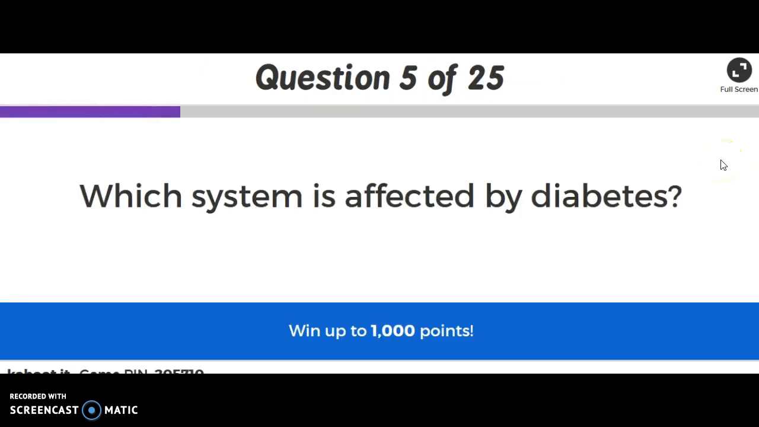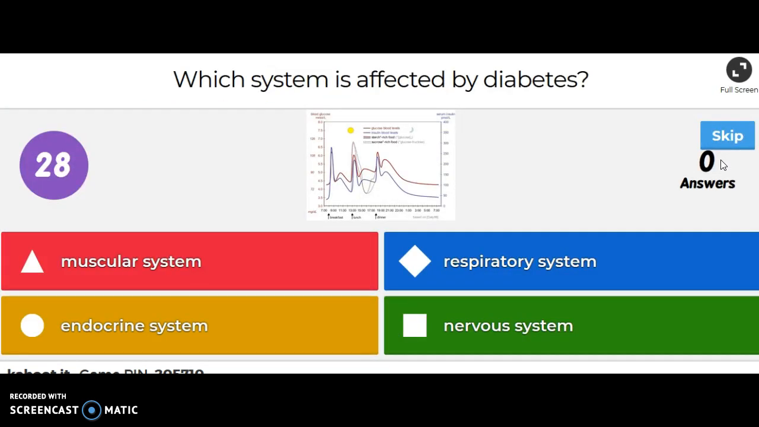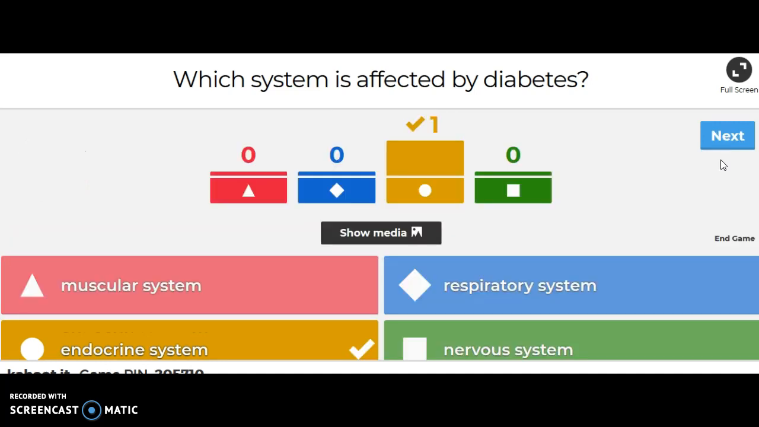Which system is affected by diabetes? If a person has diabetes, which system would be affected? And that picture just shows different levels of blood sugar, which is what diabetes affects throughout the day, kind of varying with meals that a person eats. So it is the endocrine system that is affected by diabetes, the pancreas specifically.